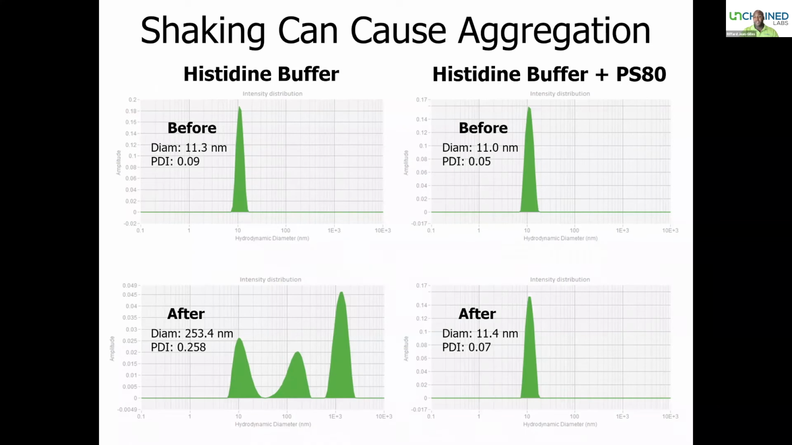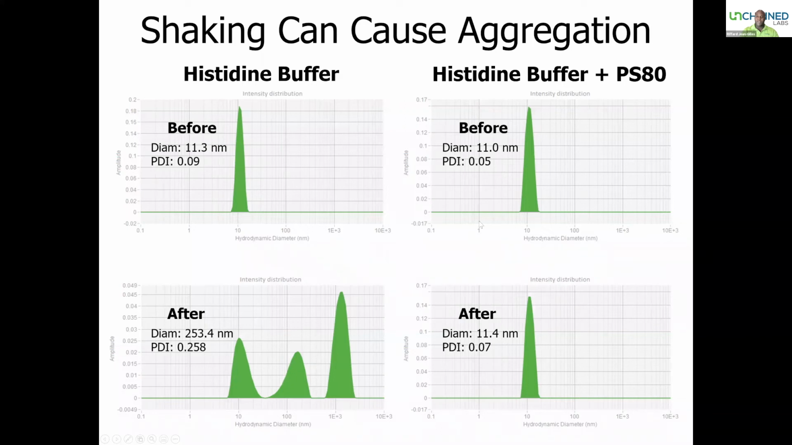So shaking, right? If you're taking your samples and you're going to move them from one place to the other, are they susceptible to aggregation? Some samples are more likely to aggregate than others. So if you're looking at the example here, we have one sample in a histidine buffer, and we can see the size before at 11.3 nanometer. And after shaking, we get a sample that is quite large at about 253.4 nanometer with a PDI that's well above 2.2, which is an indication that you have, in fact, large aggregates present in your sample. As you can see here, things are well over 1,000 nanometer.